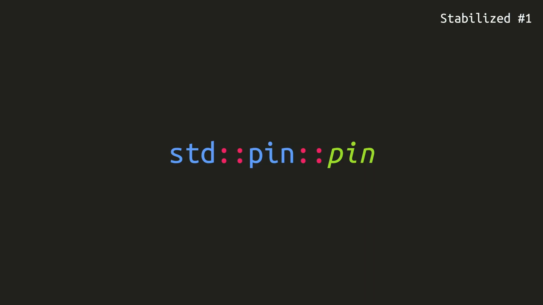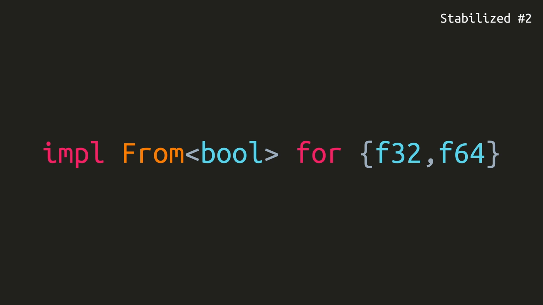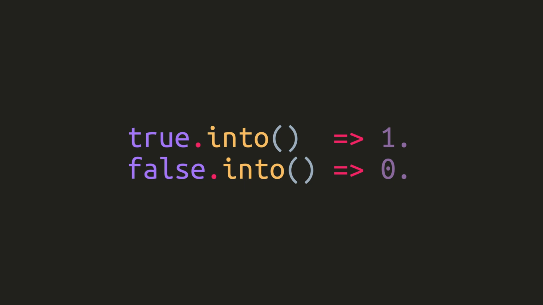Number 4. Let's talk about what was stabilized in Rust 1.68.0. The first is the new pin macro, which we already covered in detail. Second, both float types now implement From<bool>. For both types, that means you can convert true into a floating point 1 or false into a floating point 0.